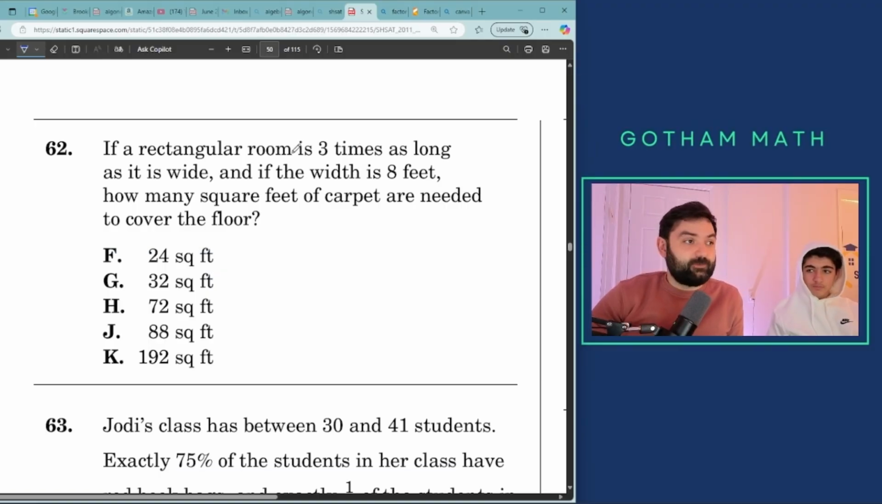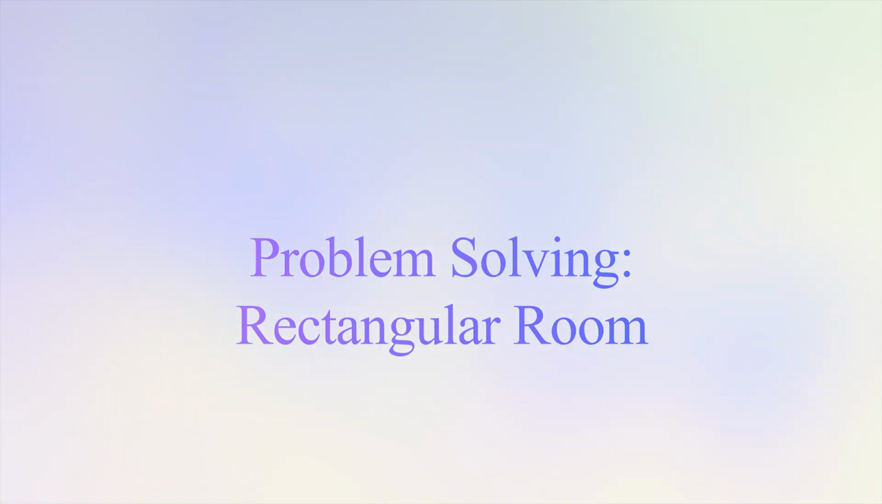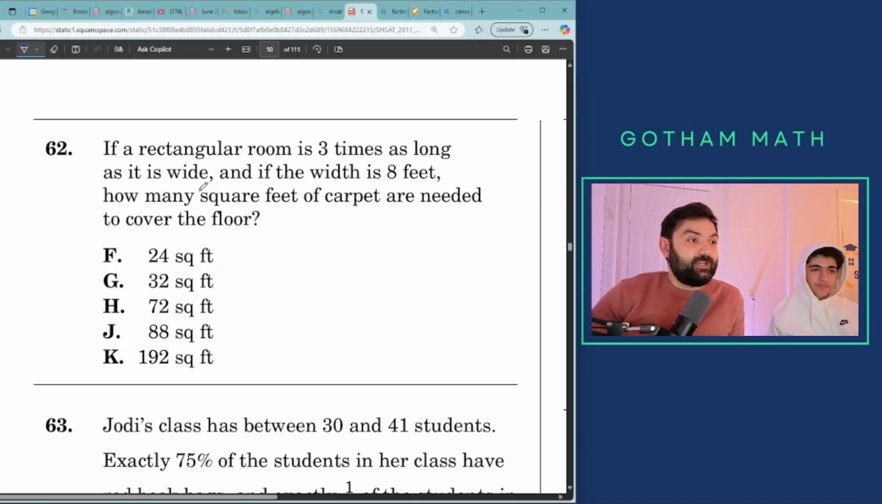All right, so let's go. If a rectangular room is 3 times as long as it's wide, and if the width is 8 feet, how many square feet of carpet are needed to cover the floor? As soon as they say rectangular room, I'm drawing a rectangle. Did you do a rectangle? You did. Okay. 3 times as long as it's wide, and then they say right away what the width is.